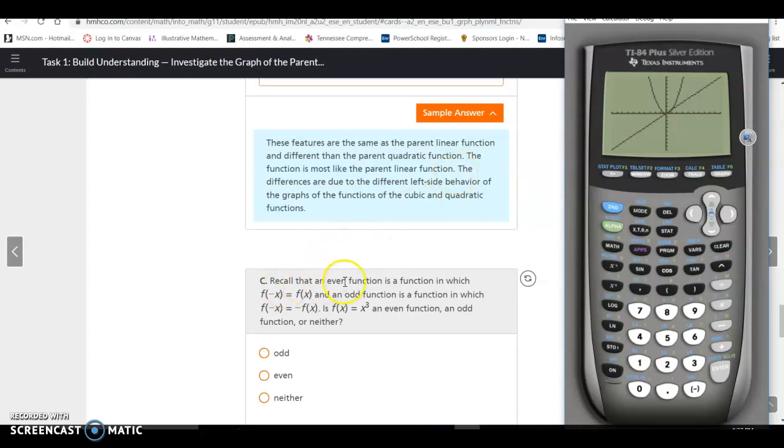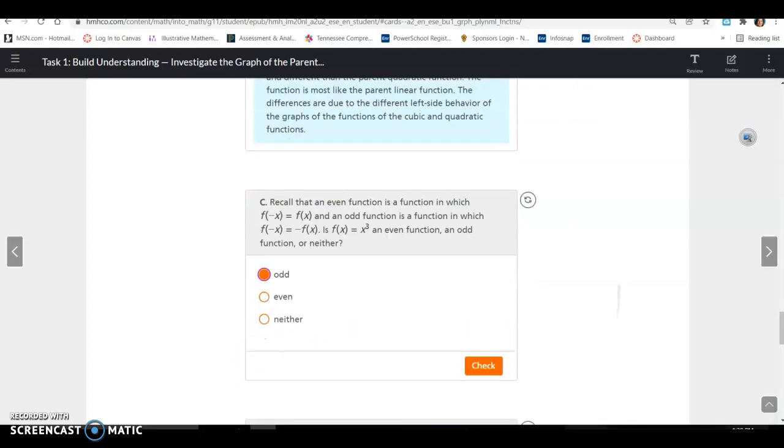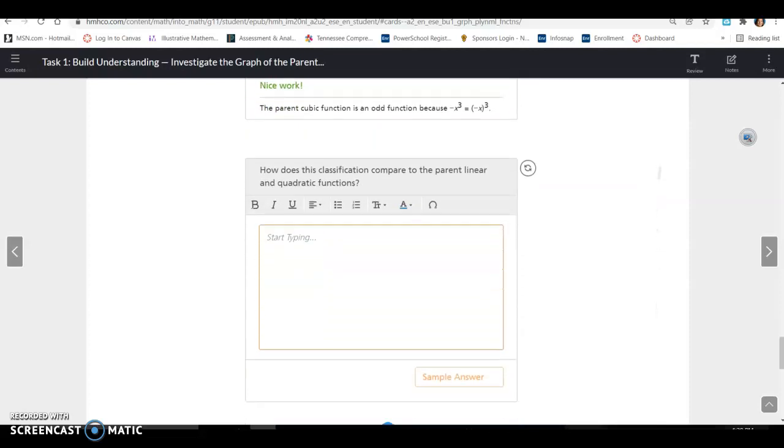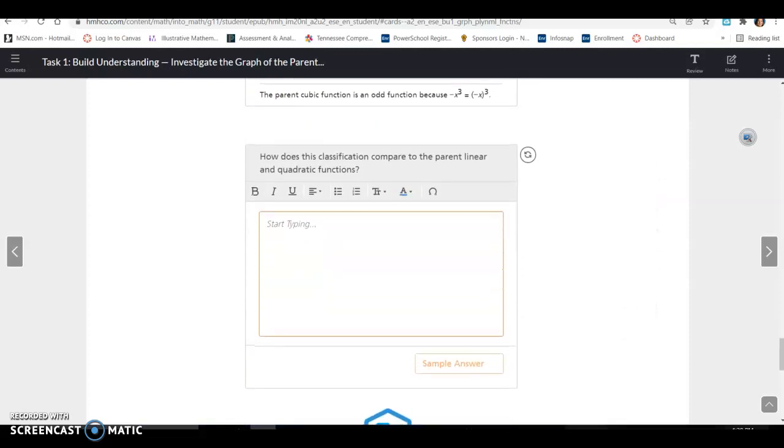All right, it says recall that an even function is a function in which f of negative x equals f of x, and an odd function is a function in which f of negative x equals negative f of x. Is f of x equals x cubed an even function or an odd function? All right, so this one's going to be an odd function, and that comes from the symmetry.